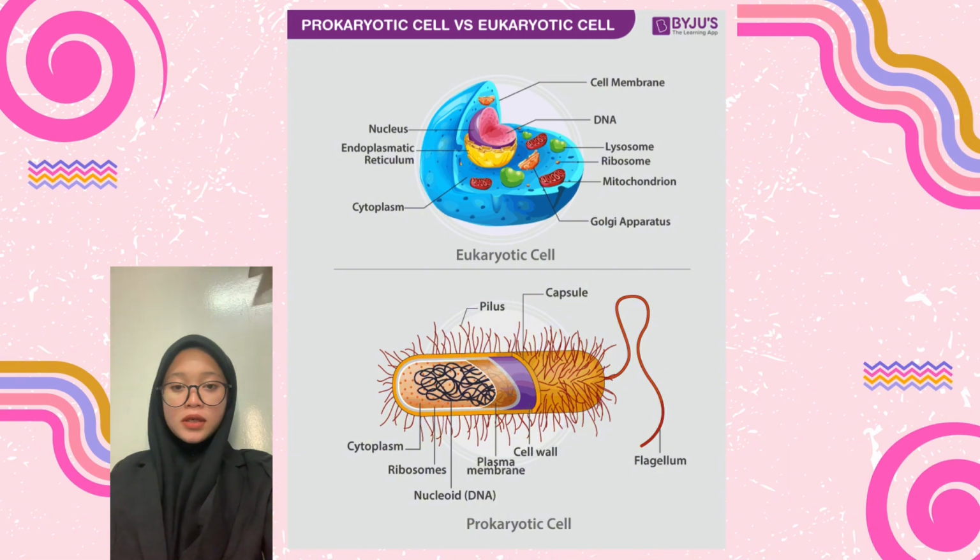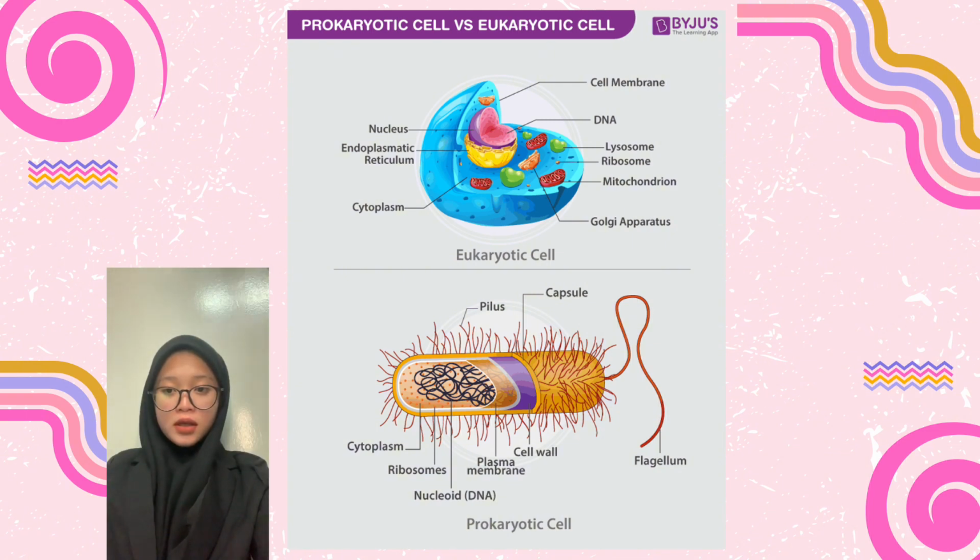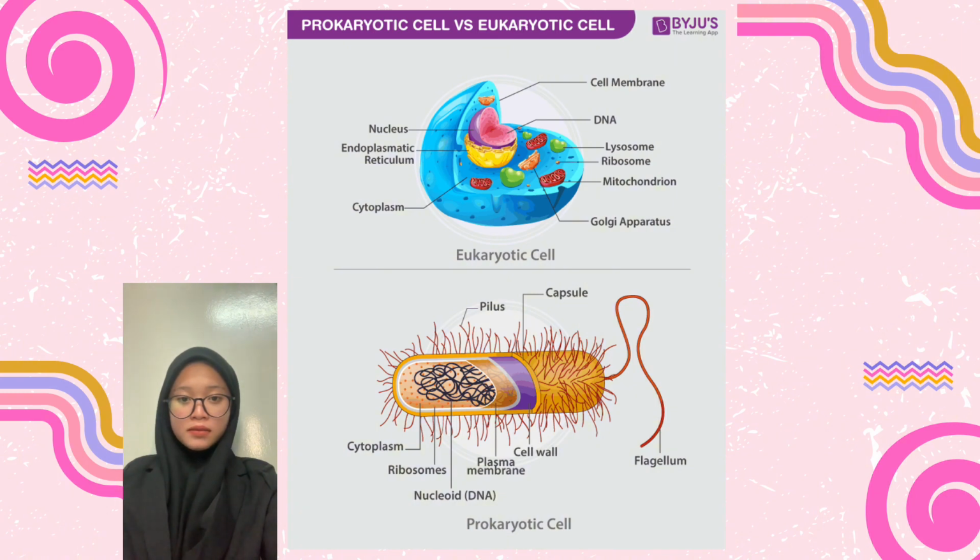Next, this picture can explain about prokaryotic cell and eukaryotic cell. In eukaryotic cell, it has cell membrane, DNA, lysosome, ribosome, mitochondria, Golgi apparatus, nucleus, endoplasmic reticulum, and cytoplasm. In prokaryotic cell, it has pilus, capsule, cytoplasm, ribosome, nucleus, DNA, plasma membrane, cell wall, and flagellum.